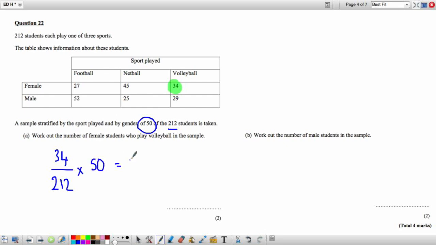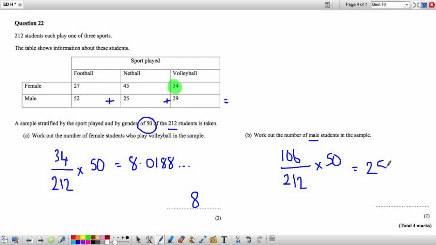Putting that into your calculator, you will get 8.0188. Obviously, we can't have 0.0188 of a person, so we round here to the integer value of 8, the nearest whole number. Similarly, when we work out the number of males, we take the total number of males, which we find by adding up these 3 values here. The total number of males is 106, divided by the total, 212, multiplied by the sample size, 50, which gives us 25.